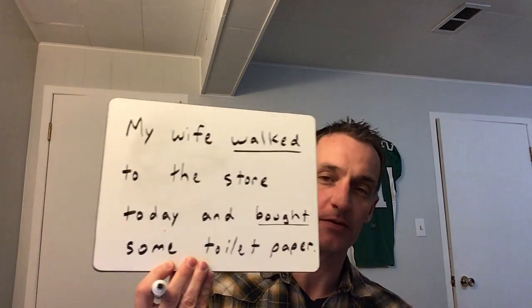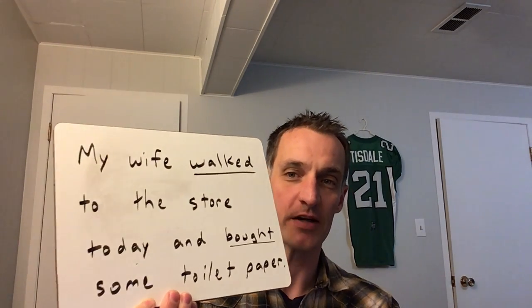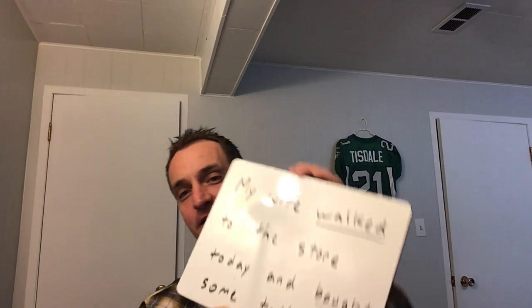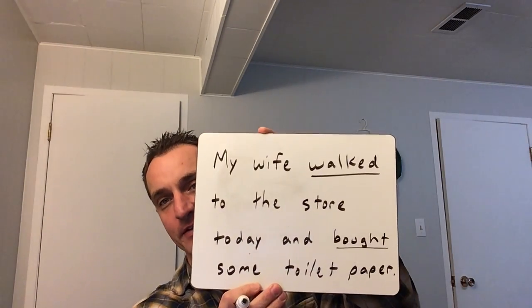What I want you to do is underline the verbs. What are the verbs? What are the action words here? Should be a couple. Walked and bought. Now, is this past, present, or future? My wife walked, bought. She already did it. This is in the past. Living in the past here. Very good.